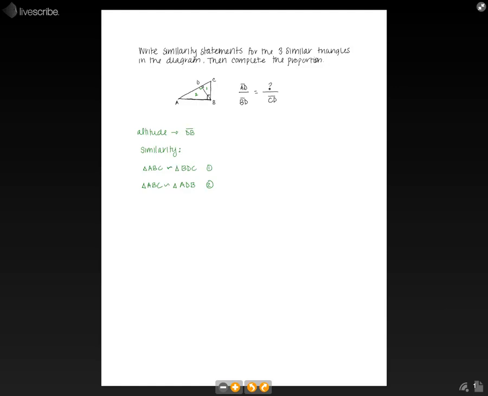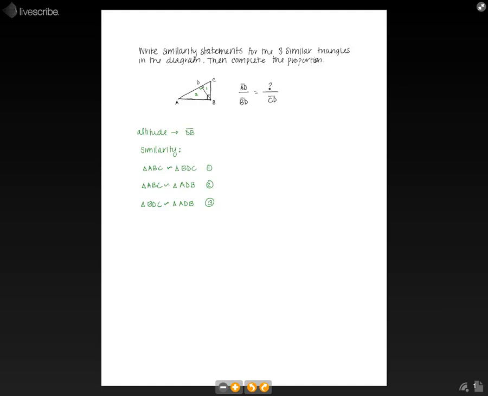Okay, so now it also says in this theorem that the two triangles formed are similar to each other. So let's start with triangle BDC. Okay? So long side, short side, right here. So now we want to say that that's similar to triangle 2, right? So that's going to be triangle ADB. And that is our three similarity statements.